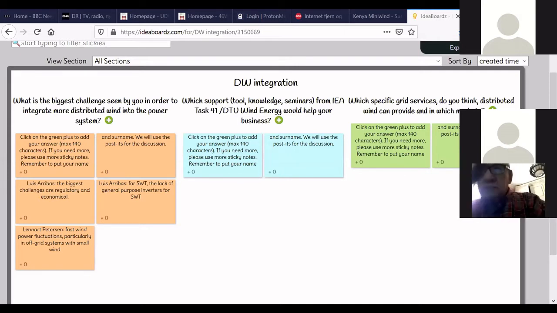In the meantime, Leonard has also commented about fast wind power fluctuations with small wind. In off-grid systems, yeah, with small wind, that is a concern because the off-grid systems generally don't have a large capacity to absorb the fluctuations easily. And I would say the challenge is, if you have it in off-grid systems, and then you have dispatchable units like diesel gensets running, then you have these high wind power fluctuations where the diesel genset might not be able to cope with it just because it's too fast. I mean, that's if you look down to the kilowatt scale, like low kilowatt scale class.